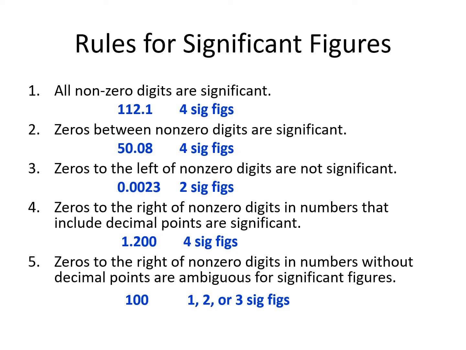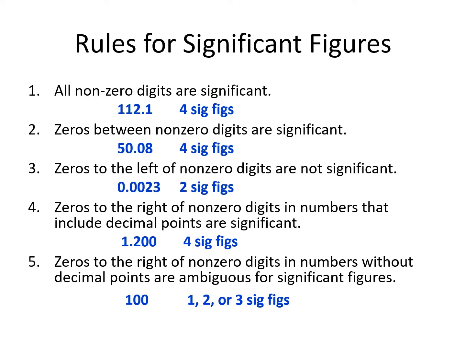Rule number 4 says that when there is a decimal point in the number, zeros to the right of non-zero digits are significant. For example, in the number 1.200, the zeros are after the 2, and there is a decimal point in the number, so the zeros are significant. Again, it doesn't matter where the decimal point is in the number, it just matters that it is in there somewhere.